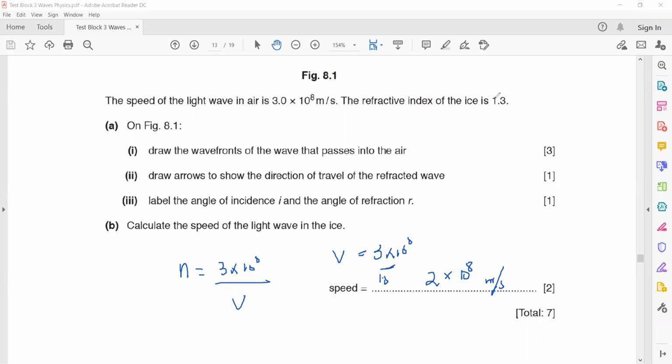Okay, sorry, it is 1.3. I thought it is 1.5. So then it will be 2.3 exponent 8.